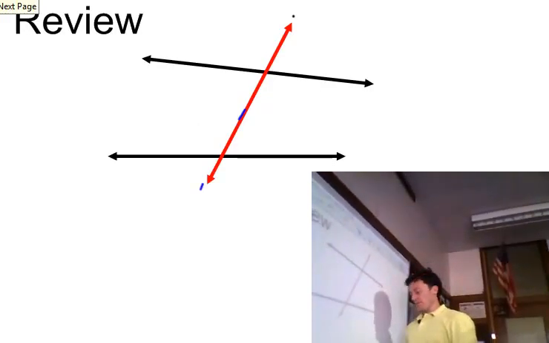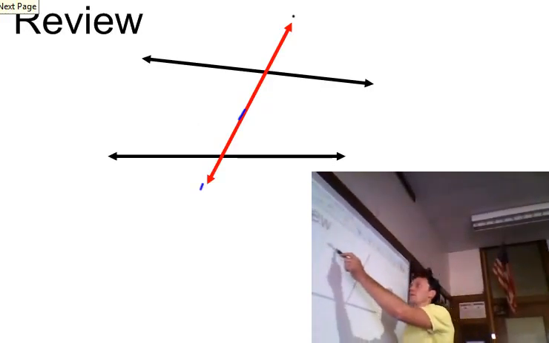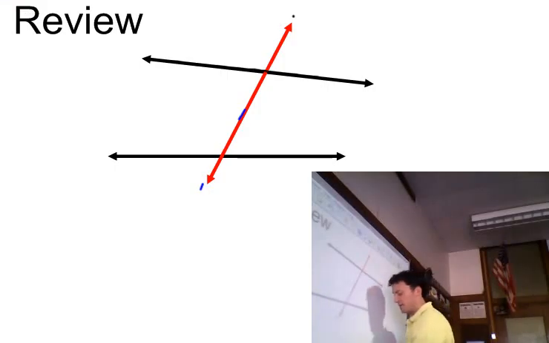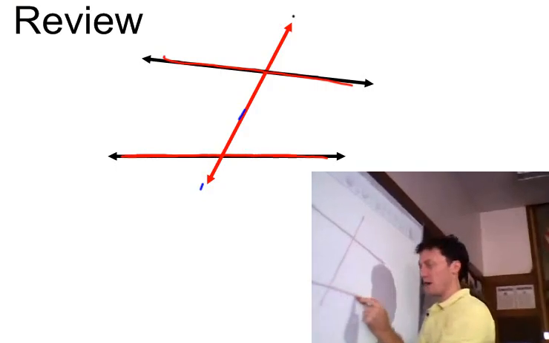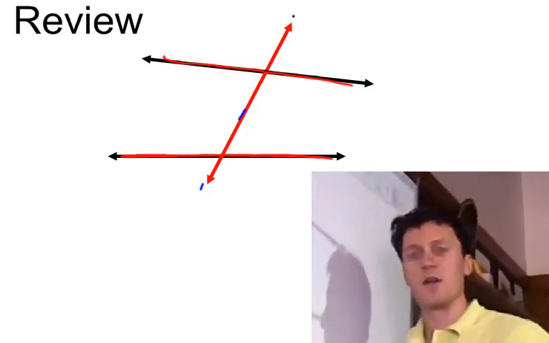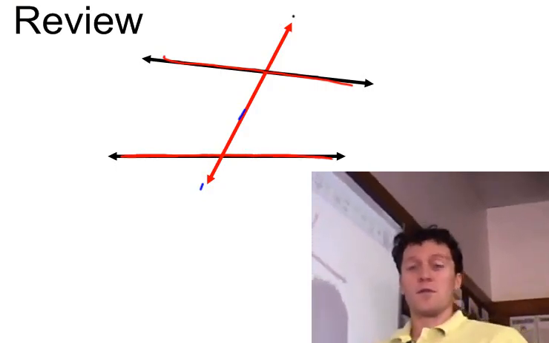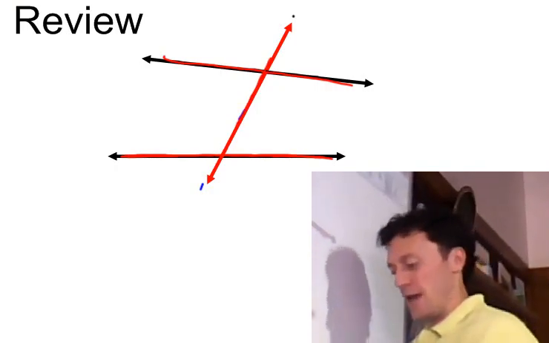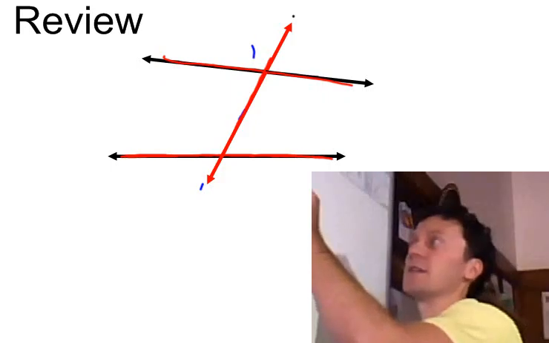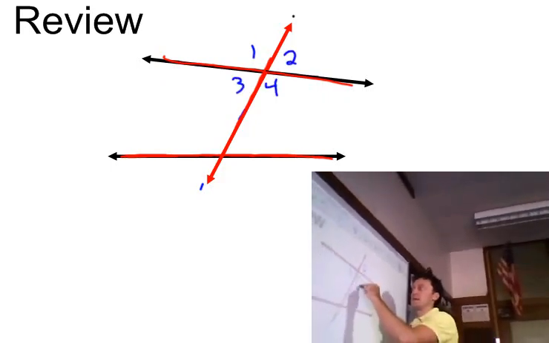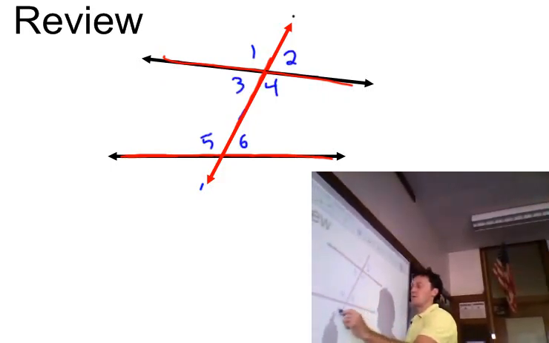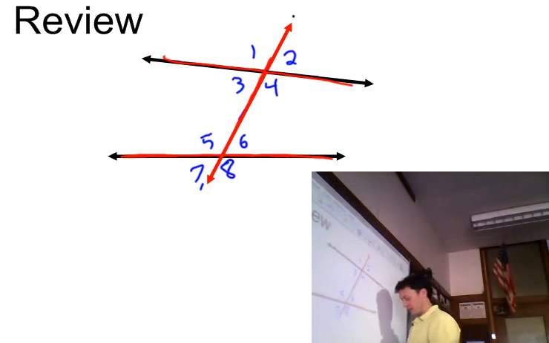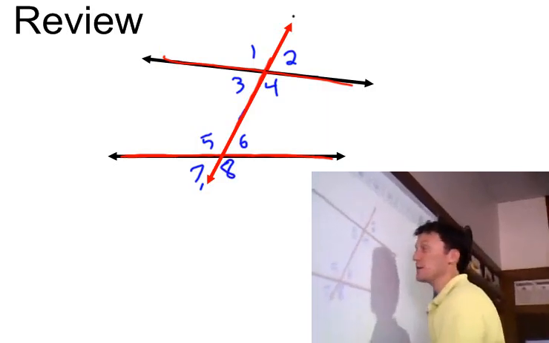Okay, just as a quick review, if we have two coplanar lines, here's a coplanar line and another. These two lines are coplanar, and I've got a third line cutting through both of those lines. That line is called a transversal, and it makes up all of these angles. And we know different things about these angles, or at least we know what to call these angles.